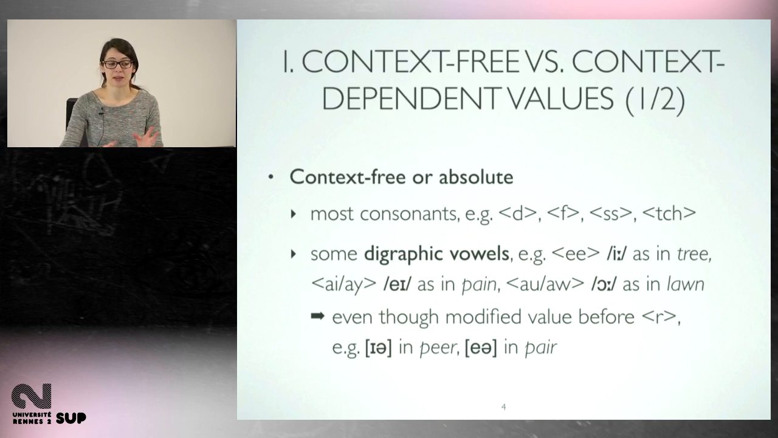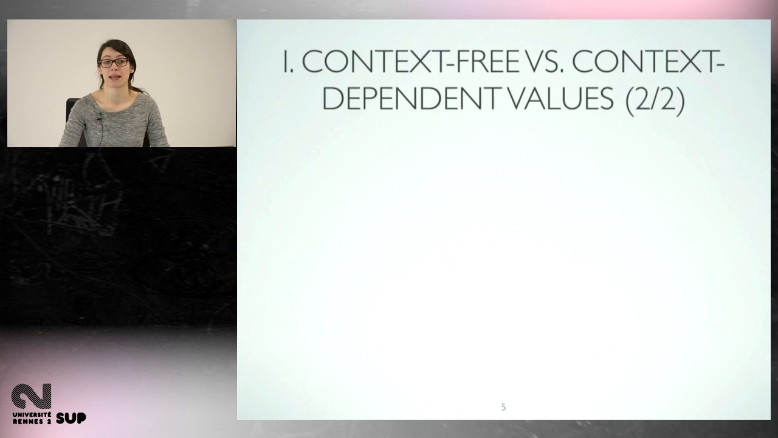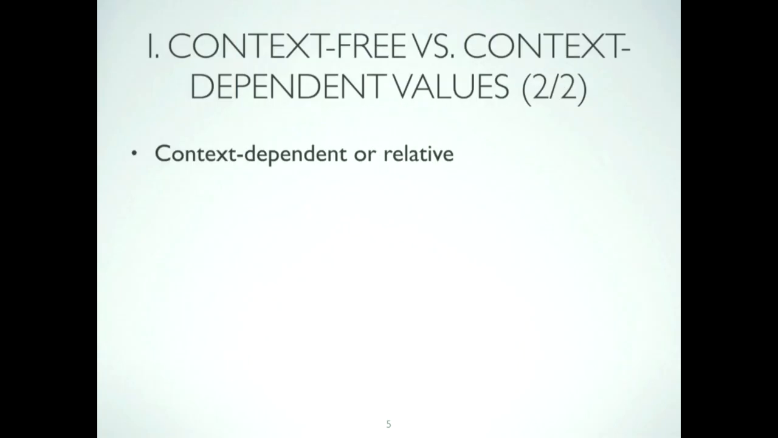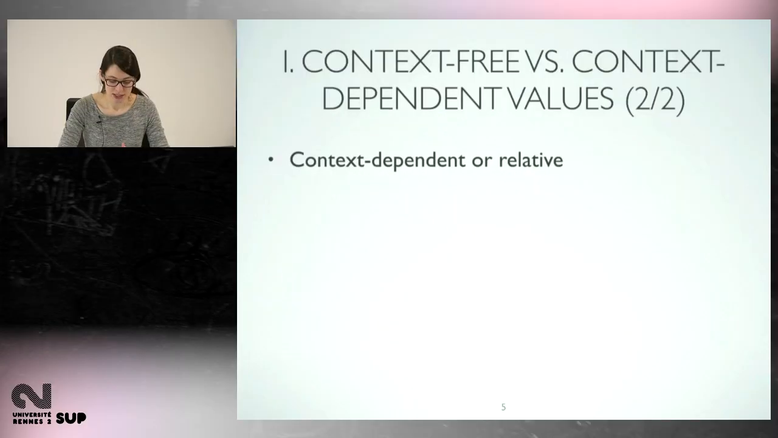Well, that's about it. So most consonants are context-free. Some digraphic vowels may be considered context-free, but as for the rest of English graphemes, they are all context-dependent or relative units. Context-dependent or relative units are graphemes whose value depends on the context of occurrence, which means that a number of factors need to be taken into account so as to determine the value of the grapheme in a given word.